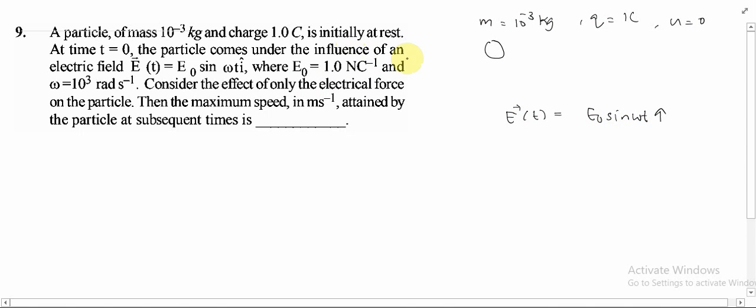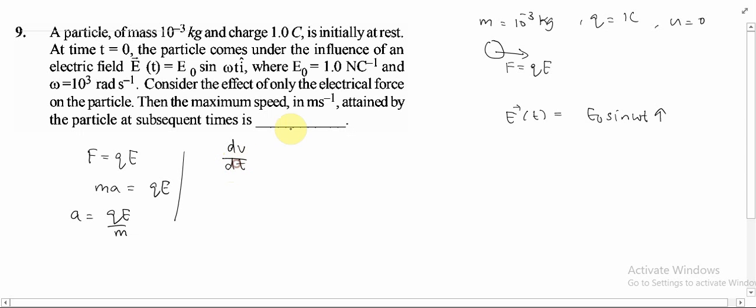So because of some charge configuration, it is in the presence of an electric field, and whenever a charge is in the presence of an electric field, it experiences a force, and that force is given as F = QE. Because of the force, the particle gets accelerated. So you can write ma = QE, or acceleration = QE/m. Now we can write the acceleration as dv/dt. So we have to find the maximum velocity that the particle achieves.